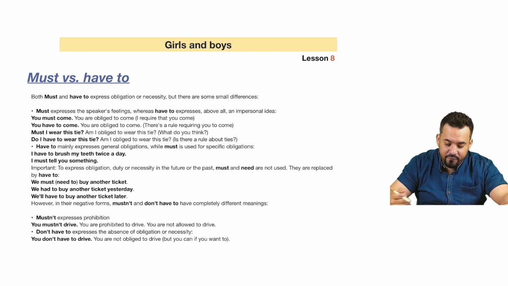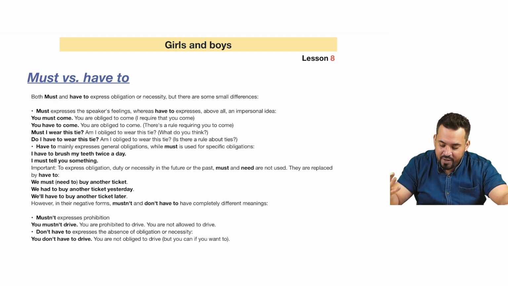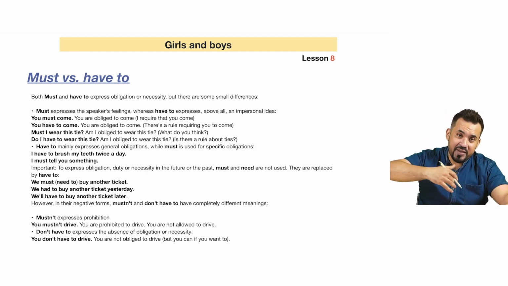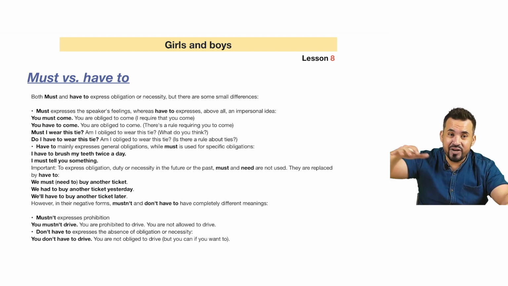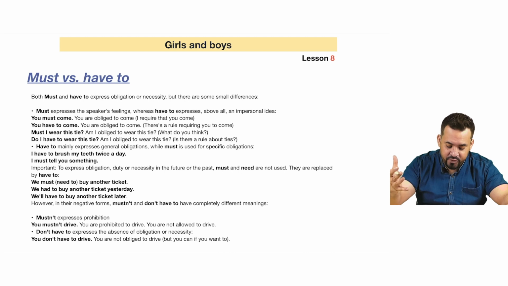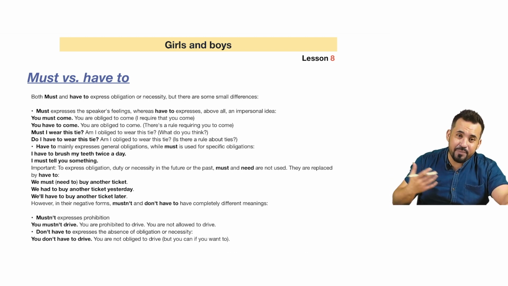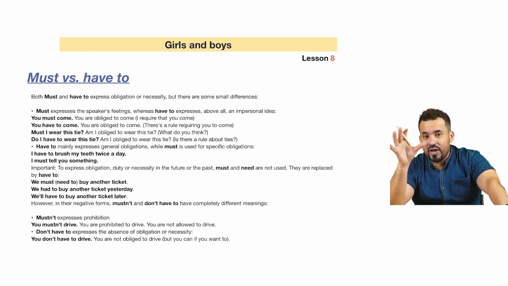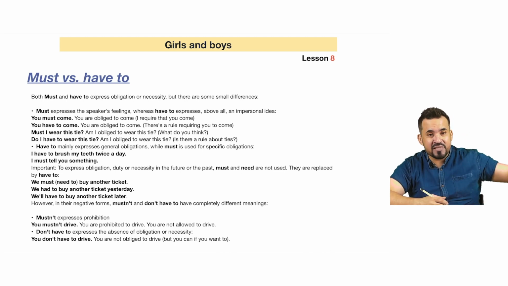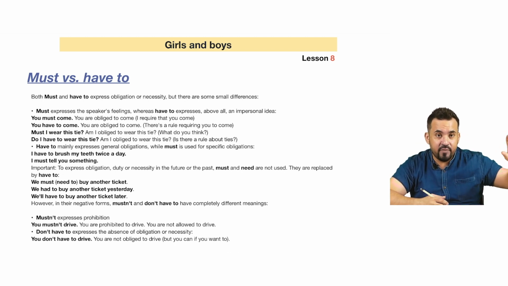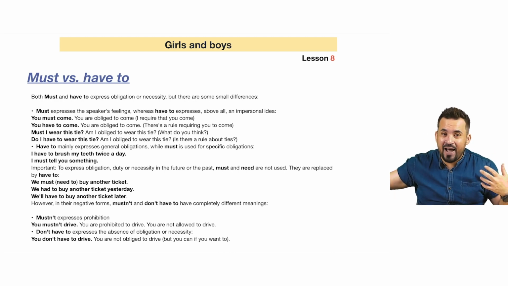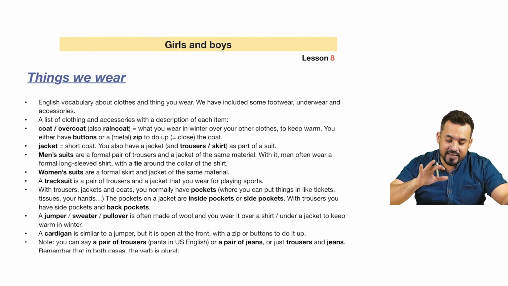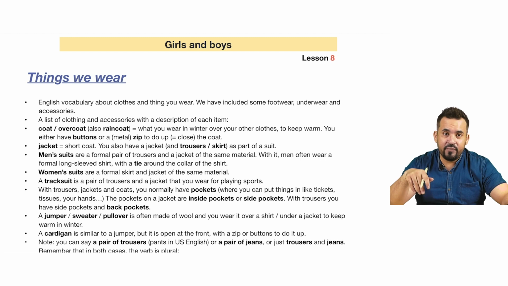However, in their negative forms, mustn't and don't have to have completely different meanings. Mustn't expresses prohibition. It means you are prohibited from doing something. It means you're not allowed to do something. While don't have to expresses the absence of obligation. It means it's not necessary to do things. So mustn't is way stronger than don't have to. If I say you mustn't do this, it means you are forbidden from doing this. But if I say you don't have to do this, it means you're not required or you're not obligated to do this. This is in the negative form.